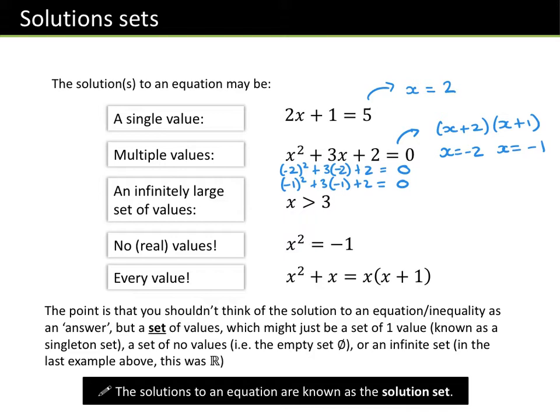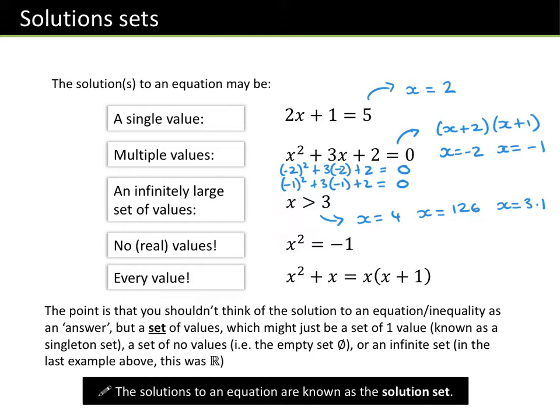For the next one, x is larger than 3. So x could be 4. X could be 126. X could be 3.1. X could be 2 billion. It can be an infinite amount of numbers. It doesn't have to be an integer. It can be a decimal.